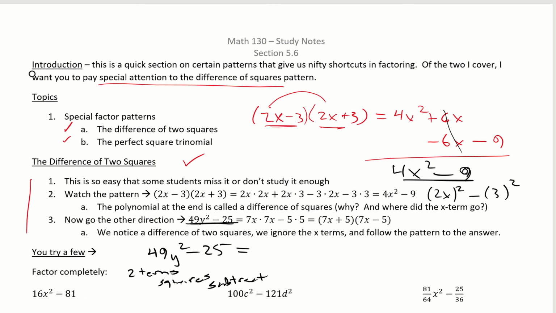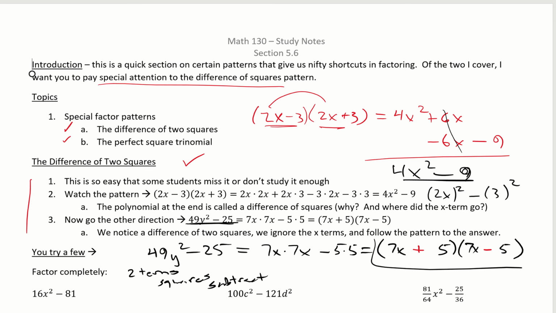So what we have is, in the front end, you got 7y times 7y, or 7y squared, minus 5 times 5. So what happens is, you can very immediately jump to the answer. You just put a 7y here, and a 5, and a 7y, and a 5. And then, the coup de grace, one of them's plus, one of them's minus. Does it matter which one? No. It's done.